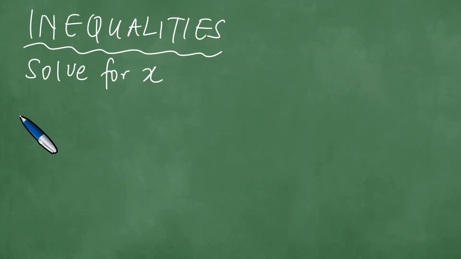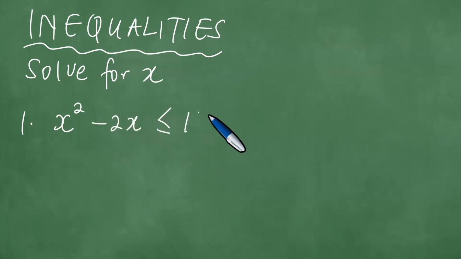Given, let's do something easy for a start. If we're given number 1, x squared minus 2x is less or equal to 15. What do we do here, Tando? I feel like we should form the standard form by taking 15 to the other side.